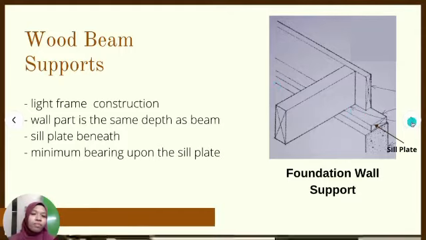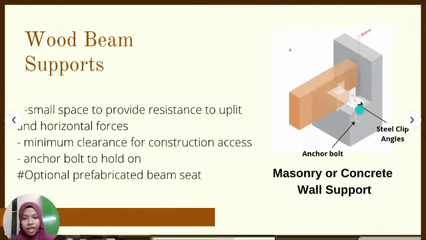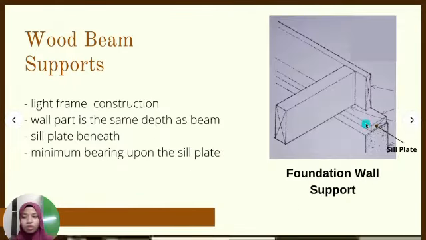Okay. But this foundation wall support is only recommended for light construction, because it's not depending on the masonry and concrete wall like just now. That one has the attachments and all, so it's very strong. But this one is not suitable for heavy construction.